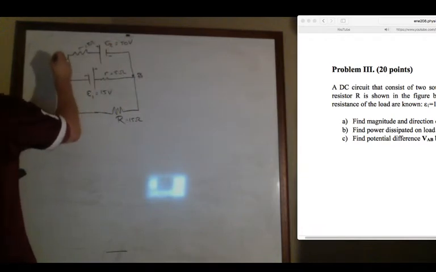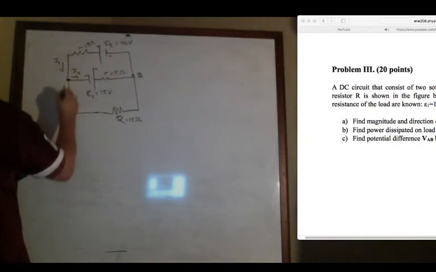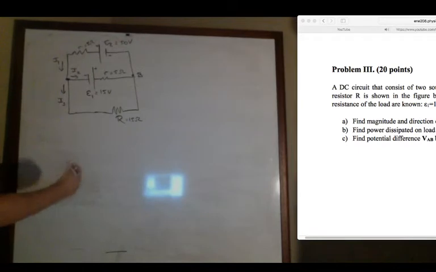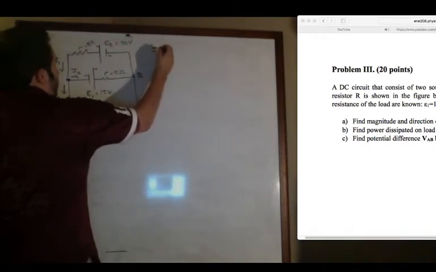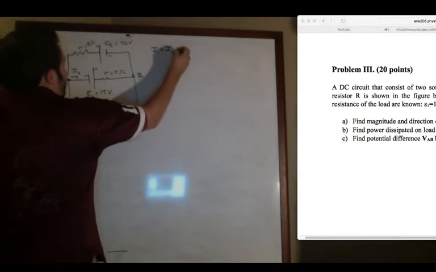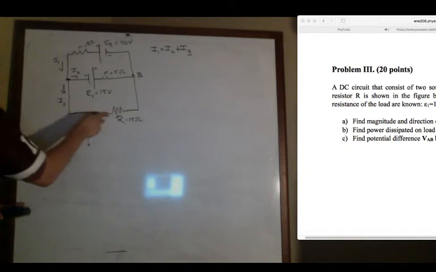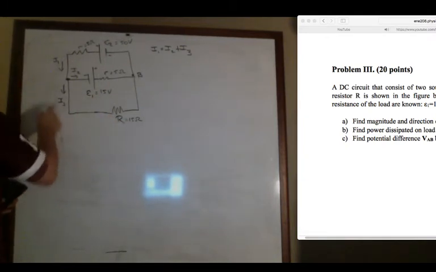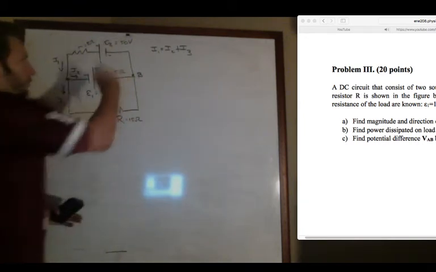So let's make this I1, and this will split here into I2, and this will split here into I3. And so using Kirchhoff's first rule, the junction rule, we know that I1 is equal to I2 plus I3. And in part A, if I want to find the current that flows through this big R, my entire goal for part A is to find I3. I3 is going to flow through R.